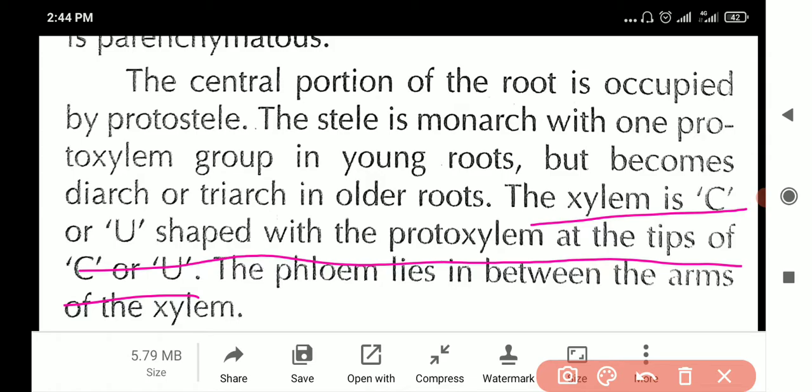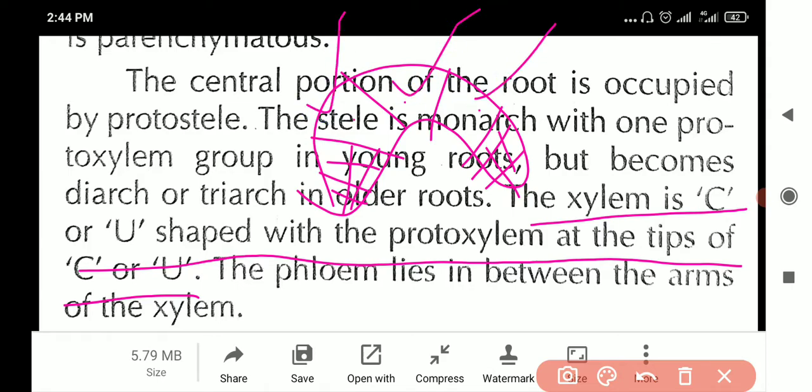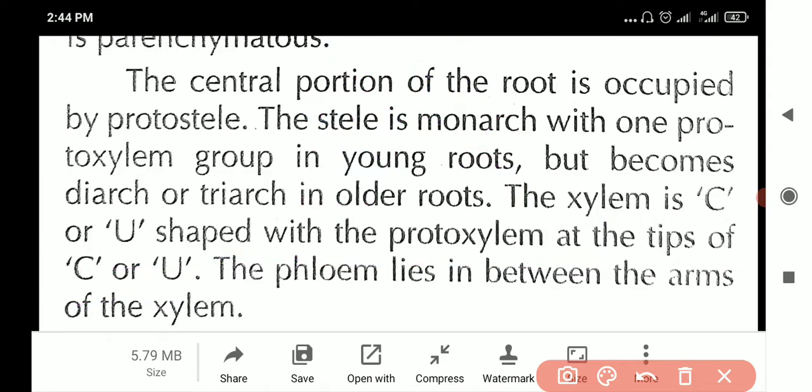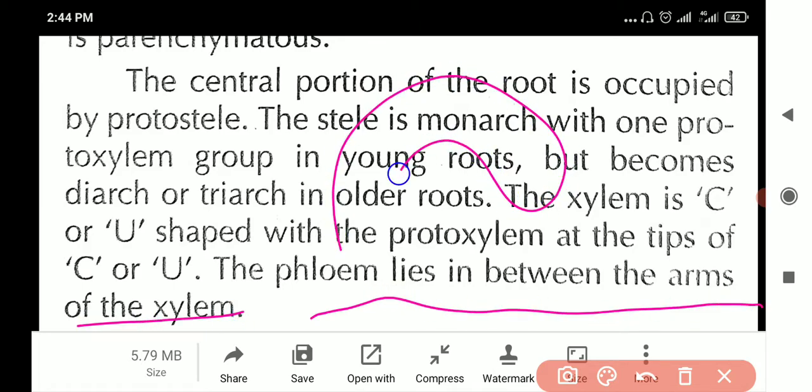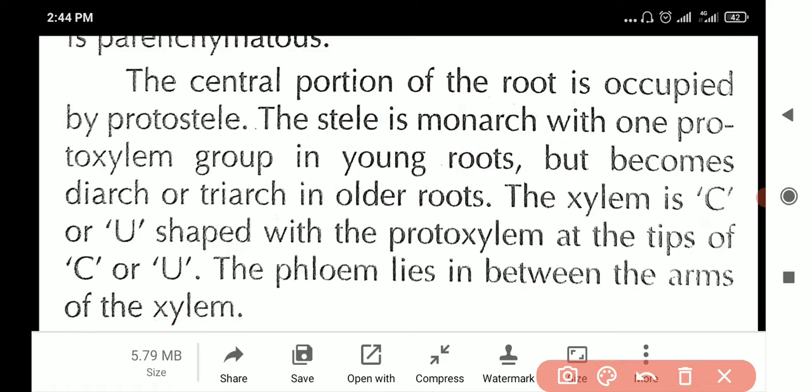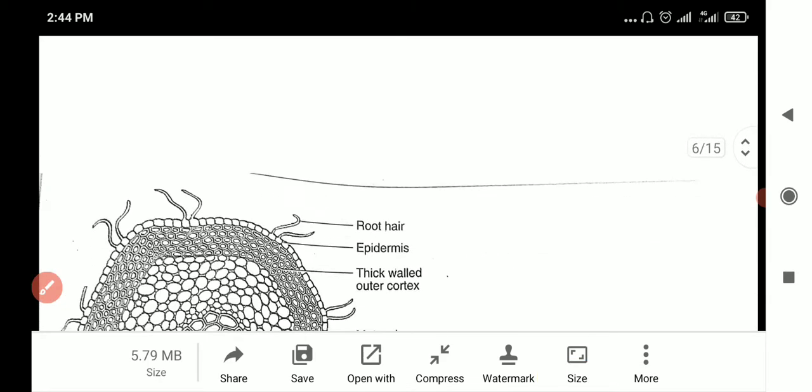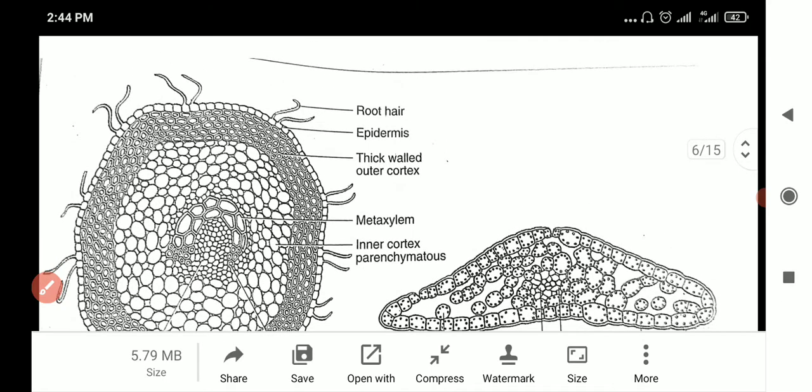Remember, we had seen the xylem was like this. These small cells were your protoxylem, and these big ones are your metaxylem. So where did we find the phloem? We found them in between the arms of the xylem. Here we found the phloem. So it's easy enough, no? This is the image again.